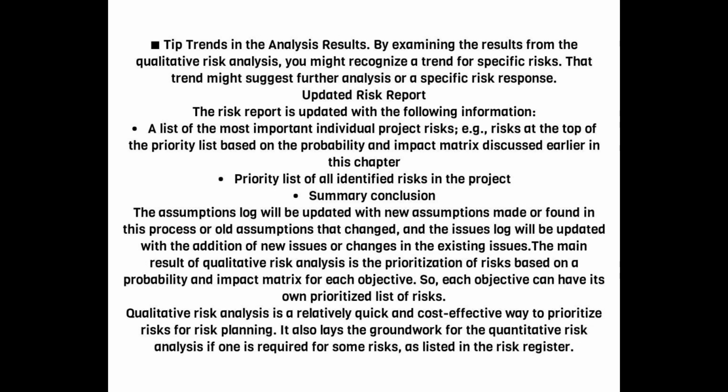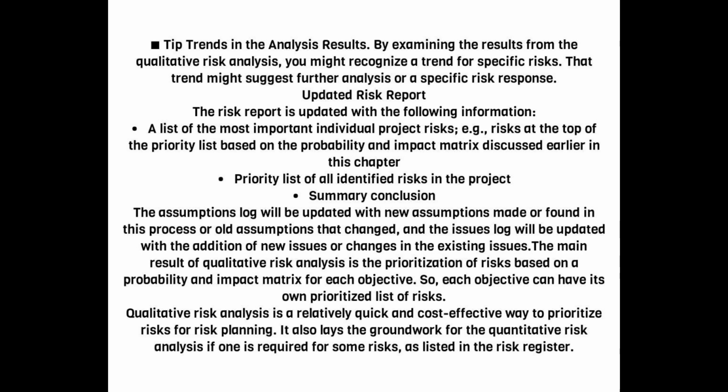Tip: trends in the analysis results. By examining the results from the qualitative risk analysis, you might recognize a trend for specific risks. That trend might suggest further analysis or a specific risk response. Updated risk report: the risk report is updated with the following information: a list of the most important individual project risks, for example, risks at the top of the priority list based on the probability and impact matrix discussed earlier in this chapter. Priority list of all identified risks in the project.